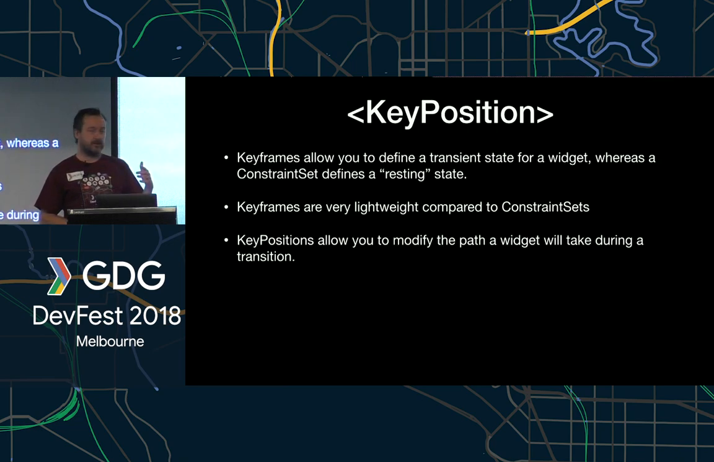They allow you to define a sort of transient state between two constraint sets. So they're like a position partway between the start and the end, and you can define some different attributes on them. They're a lightweight version of a constraint set. They're not supposed to hold a whole lot of state. They're literally like a detour.